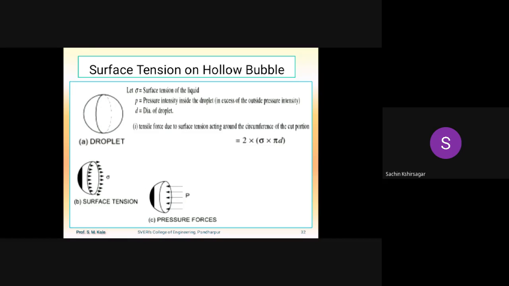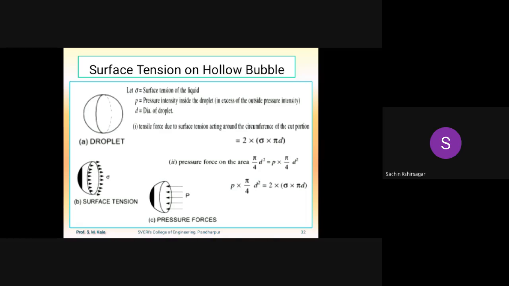And second one is the pressure force, which is acting in the opposite direction. On the same hollow bubble, the pressure force will be acting inside that hollow bubble. If I want to calculate the value of pressure force acting on that hollow bubble, then that will be equal to pressure intensity P into area of that hollow bubble. Area of hollow bubble is nothing but pi by 4 d square. So P into pi by 4 d square is the pressure force.